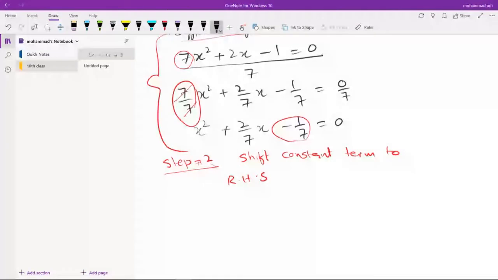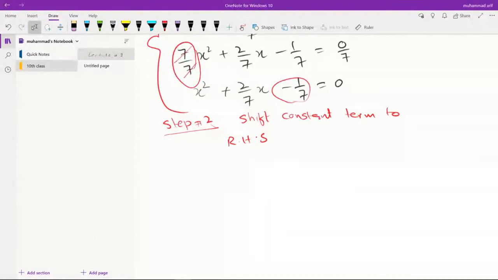It's exercise 1.1 on page number 5, question number 3, part number 1. Solve the following equation by the completing square method.